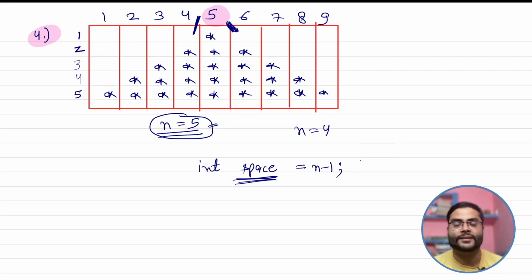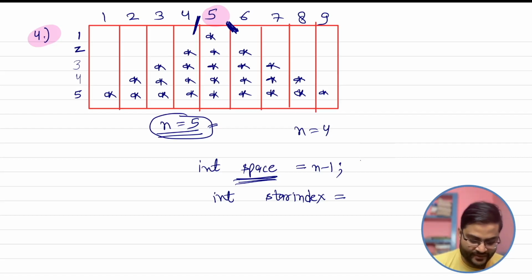Okay, so we have one more pattern. We have stars, then we have spaces on the right. To separate the stars and the right side space, we will take one more variable, and we will name it, let's say, star index. It will be nothing but the ending index of our star. In the space variable, we have stored the last index where the space will be. In star index, we will store the last index in which the star lies.